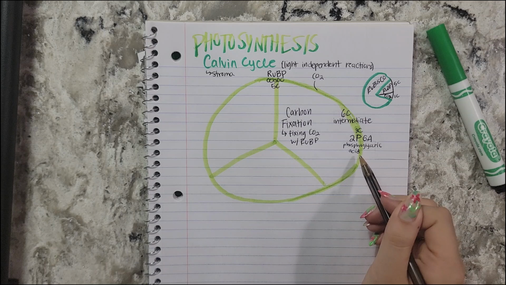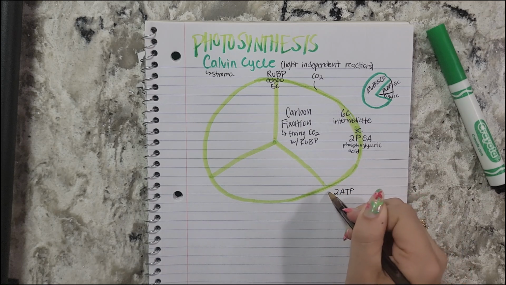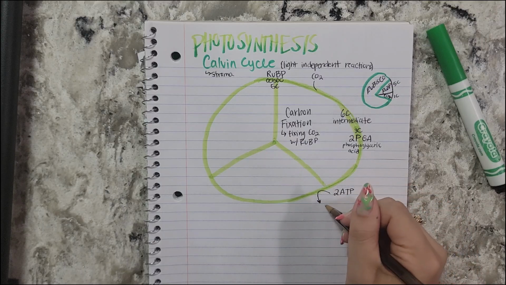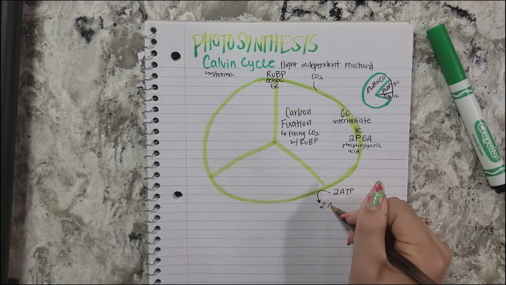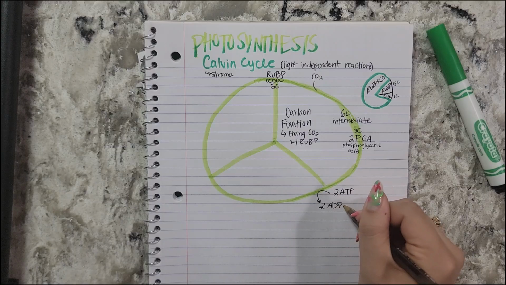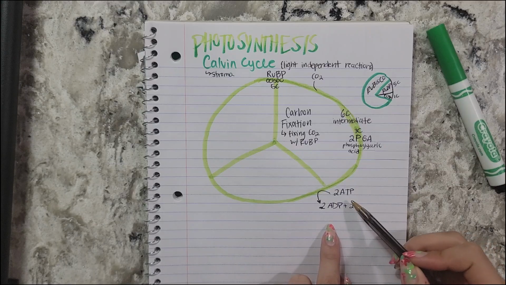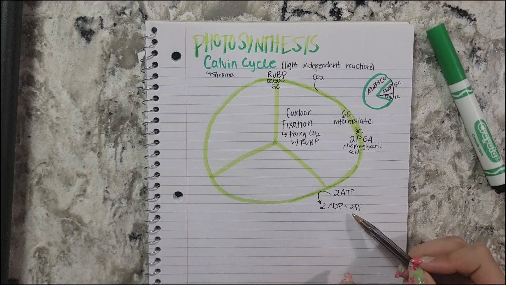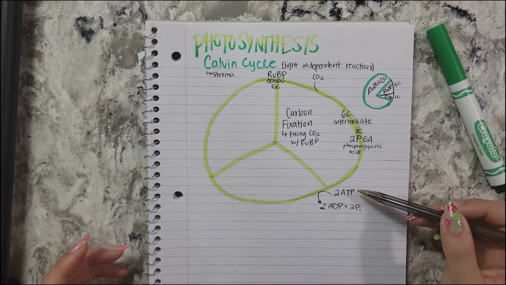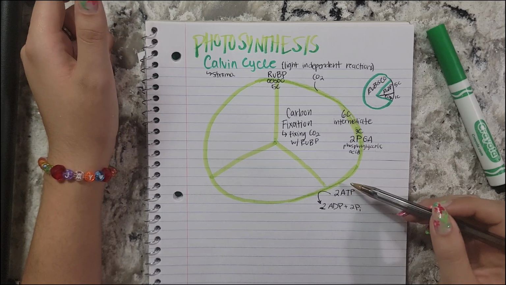Okay, now that we have our 2 PGA, we're going on to our next step, which requires 2 ATP. And you're like, oh my gosh, ATP, that's what we made before in our light reaction. So it makes sense that we're using it now. And we'll turn that into 2 ADP, and then 2 inorganic phosphates. So remember, our ATP is our cellular form of energy, and if we break it apart into ADP and an inorganic phosphate, it'll release some energy because ATP is kind of an unstable structure, so letting it break down is going to release energy.